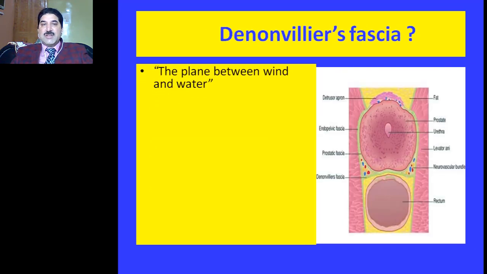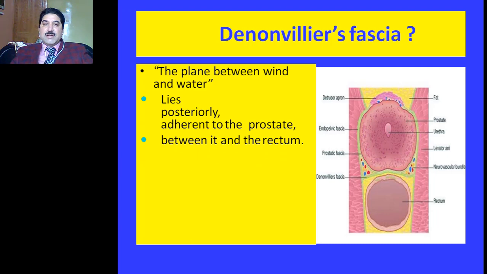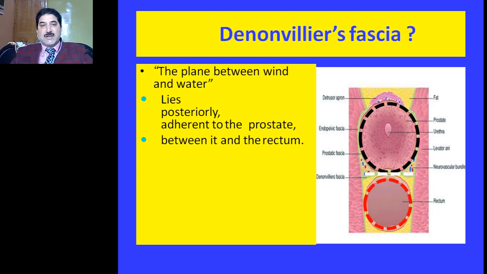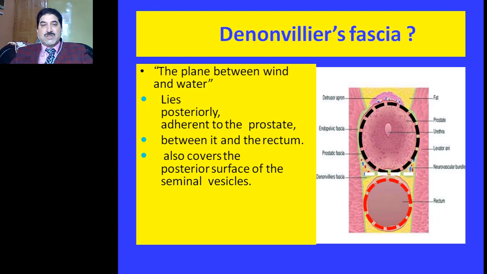Denonvilliers fascia, the plane between wind and water, lies posteriorly, adherent to the prostate. It separates the prostate from the rectum. Anteriorly we have the prostate gland, posteriorly we have the rectum. The two are separated by Denonvilliers fascia. It also covers the posterior surface of the seminal vesicle.